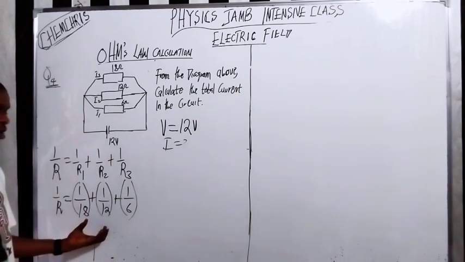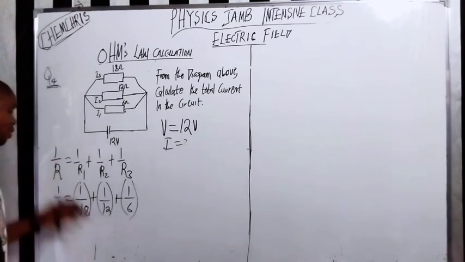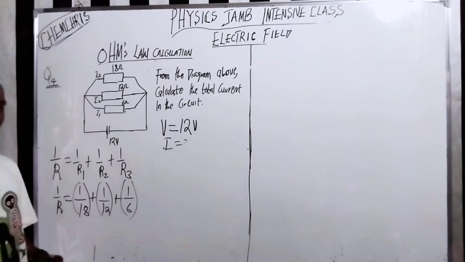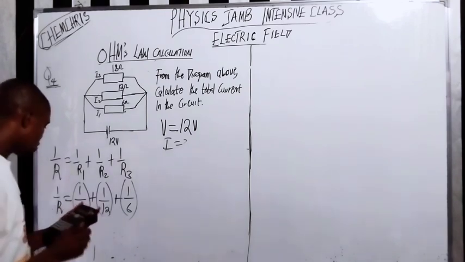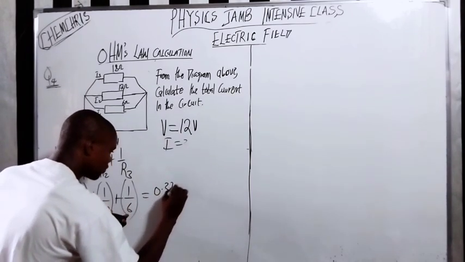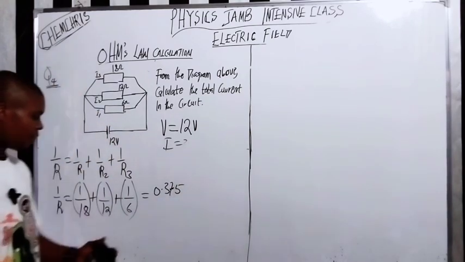You can easily use your calculator to do this. Because I don't want to look for the LCM, I'll just say 1 divided by 18 plus 1 divided by 12 plus 1 divided by 6. Do you understand? So let's hold up here. 1 divided by 18 plus 1 divided by 12 plus 1 divided by 6. So you're going to get 0.375. Can you see that?